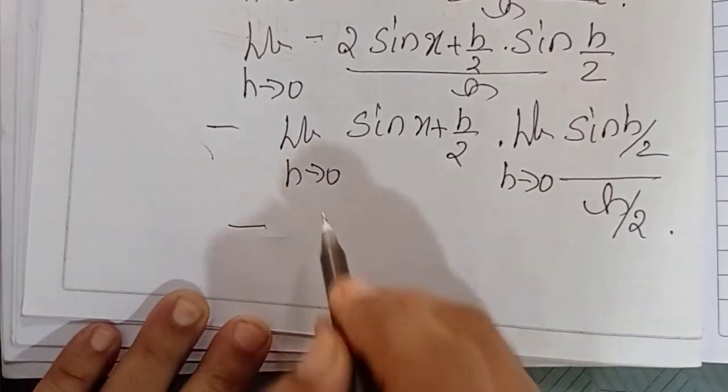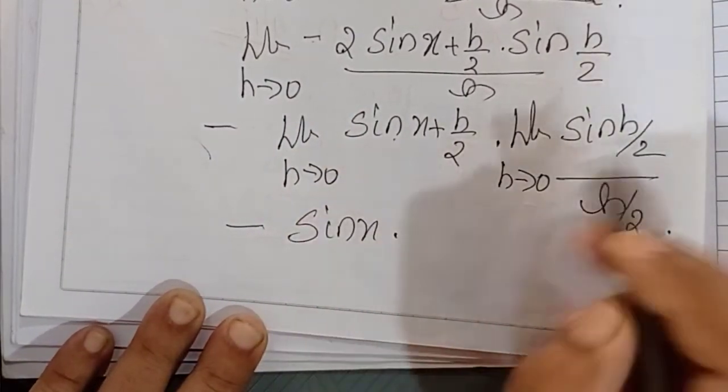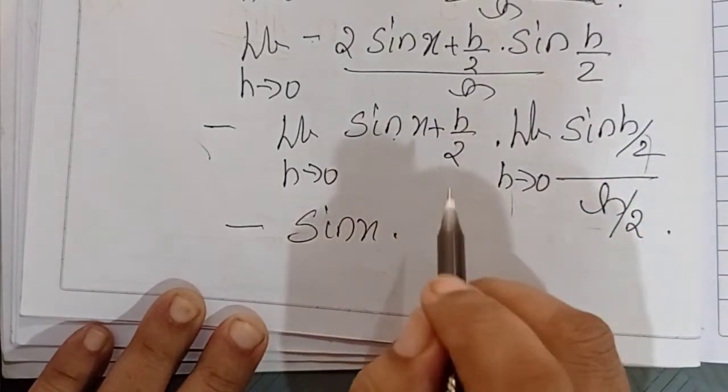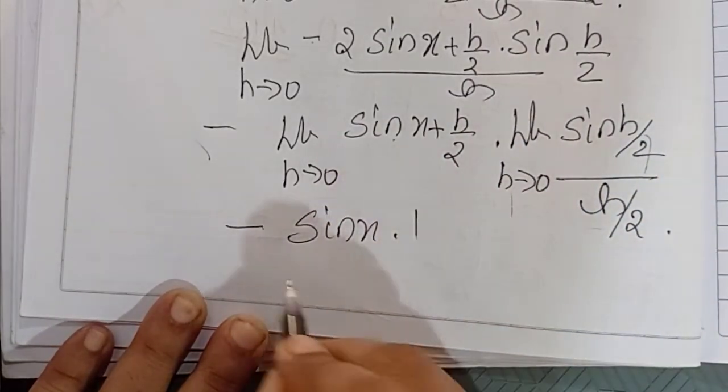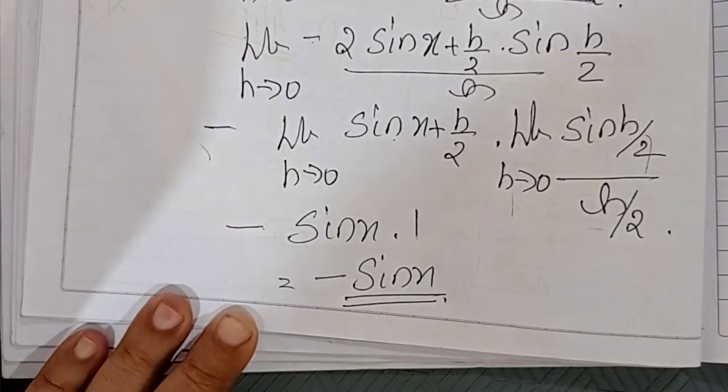That is minus sin x into... here you know the result, sin x by x is 1. Therefore, the final answer is minus sin x. Right. Minus sin x.